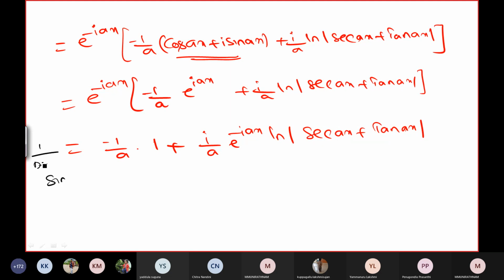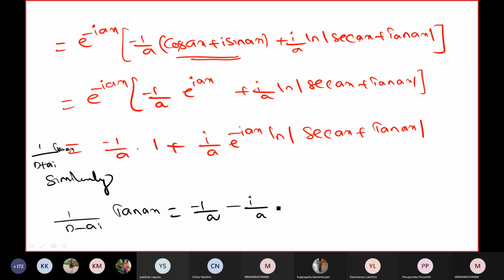So this is 1 by d plus ai into tan ax. Similarly, 1 by d minus ai tan ax minus 1 by a minus i by a e power iax ln mod secant ax plus tan ax. I wrote "similarly" here, but in the exam you must do it fully. Okay?